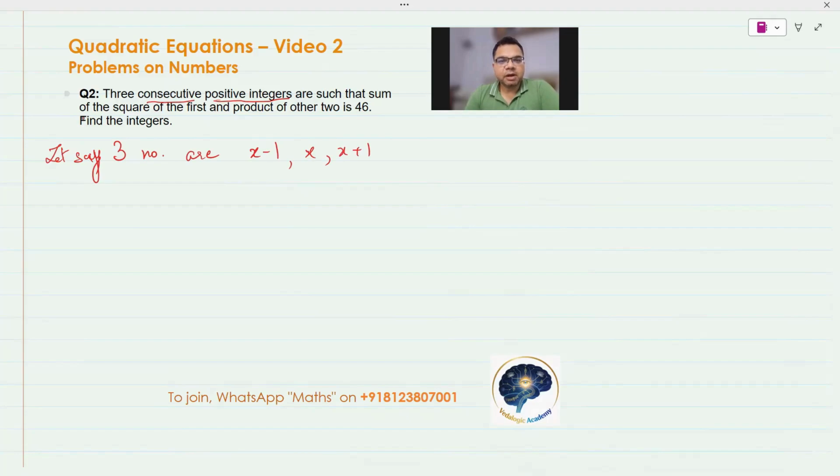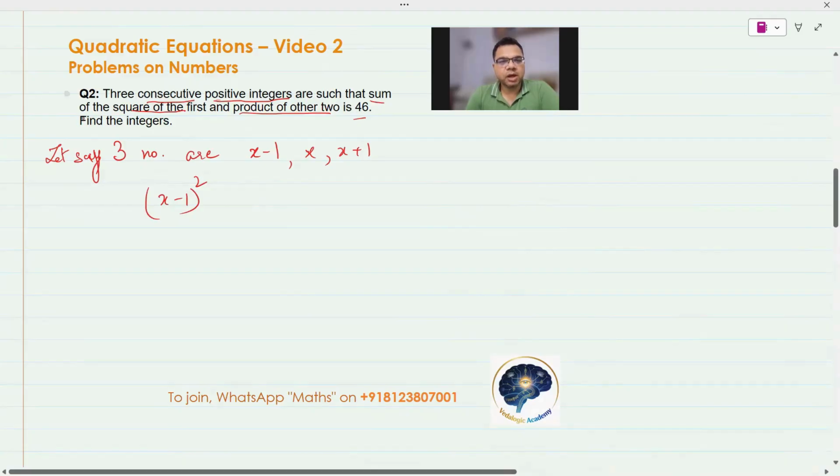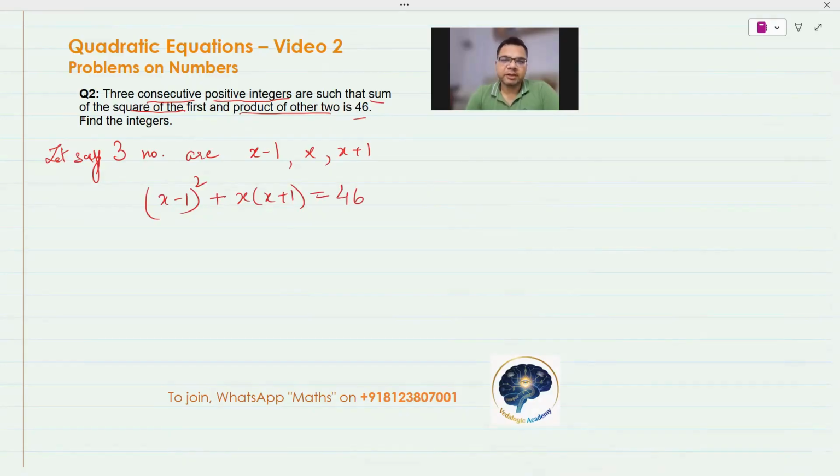Now, the second part of the question is, they are such that the sum of the square of the first and the product of other two is 46. So it says the square of the first and the product of the other two, x into x plus 1, equals 46. So we have one variable, one equation, we can solve it easily. So let's try to solve it now.